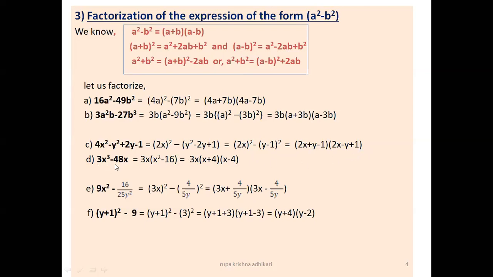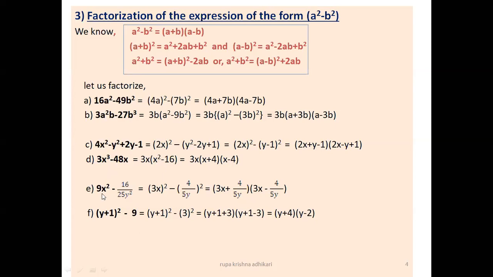Now the fourth example, 3x cube minus 48x. It is not given directly in square form, so you need to first try to take out a common factor. 3 can be taken out, and x also can be taken. So 3x, what is left inside? Out of x cube, 1x goes outside, so x square is left. So x square minus 16. Clearly 3x into x plus 4 into x minus 4.